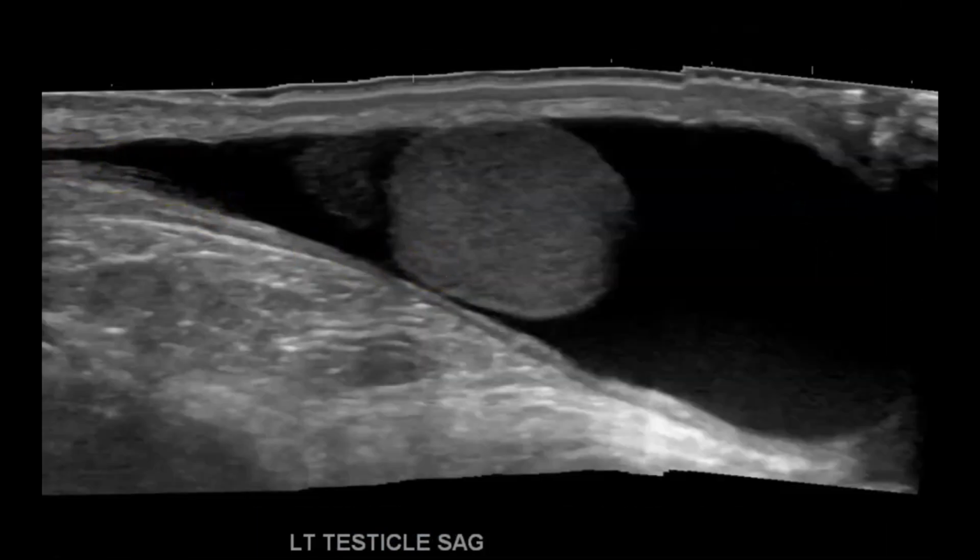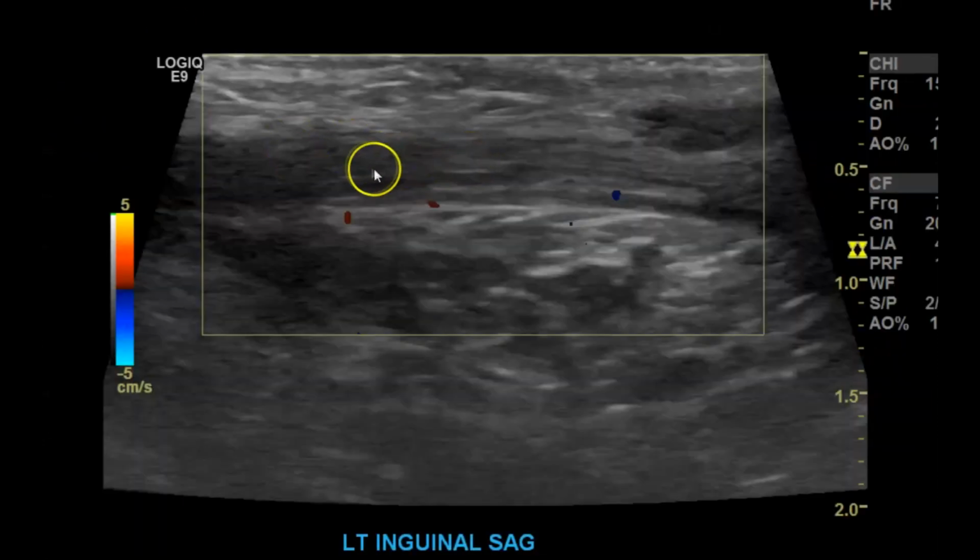All right, here's a panoramic view showing the hydrocele. And here's the left inguinal. Again, you can see the spermatic cord. Here you also have the pampiniform plexus and all the vessels that go down into the scrotum. This is a good spot to check for inguinal hernias, also varicoceles.